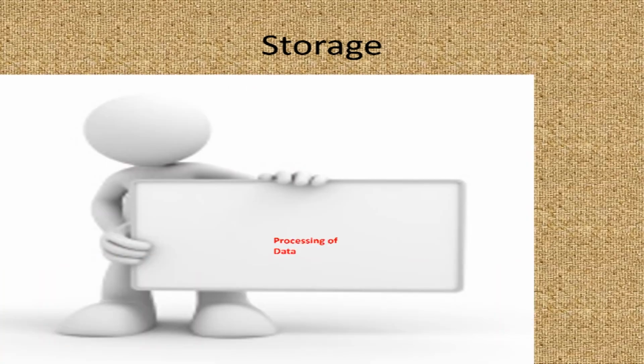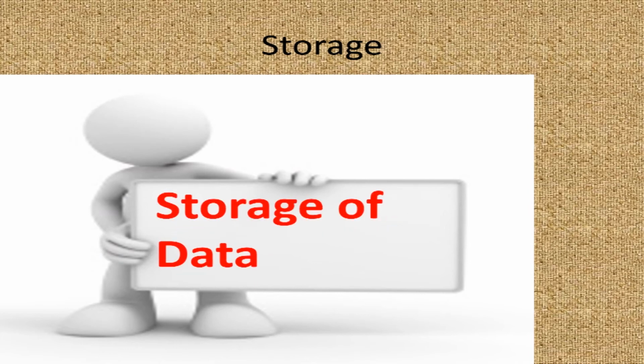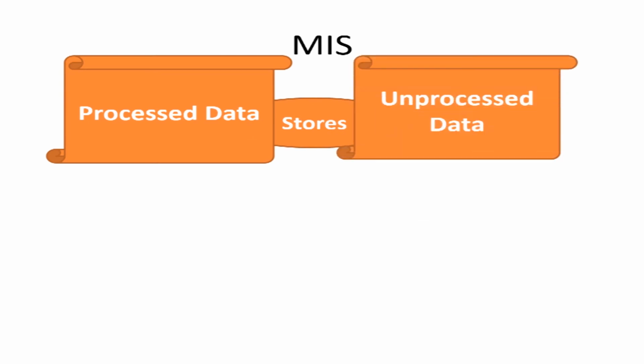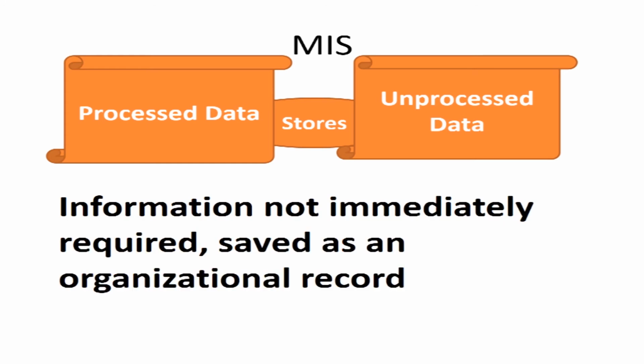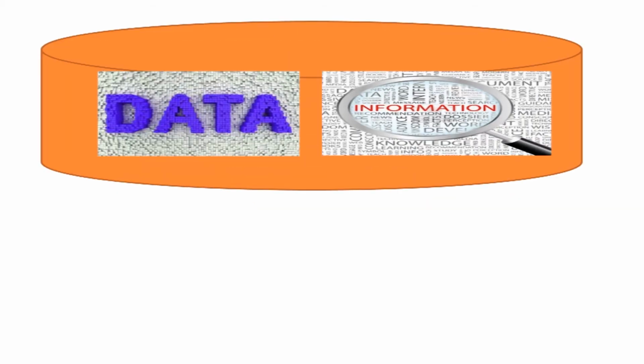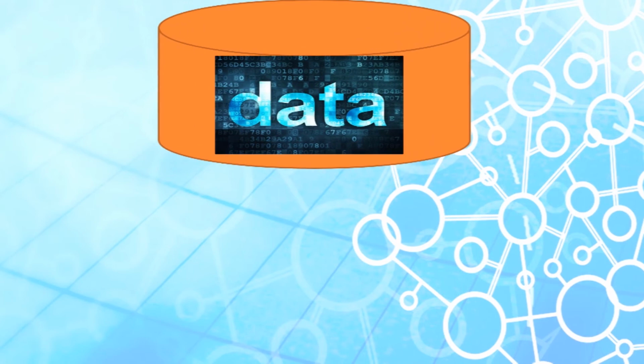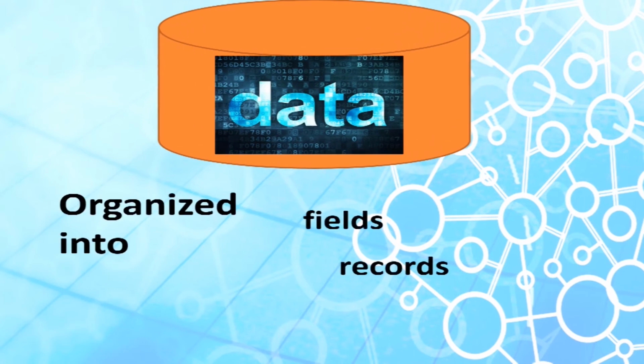Storage of information is another aspect. After processing of data comes the storage of data. MIS stores processed or unprocessed data for future use. And if any information is not immediately required, it is saved as an organizational record. Even the data and information are retained in an organized manner for later use. The data that is stored is commonly organized into fields, records, files, and databases.